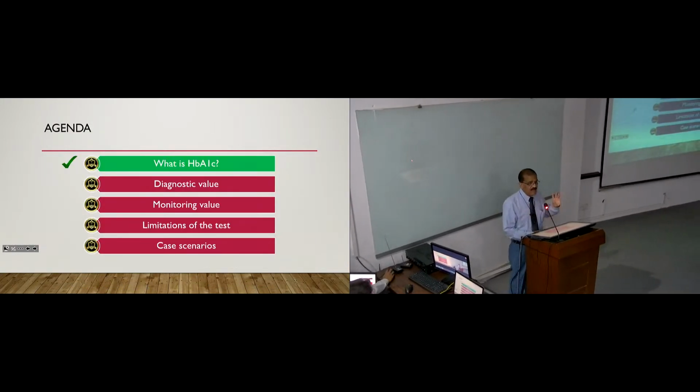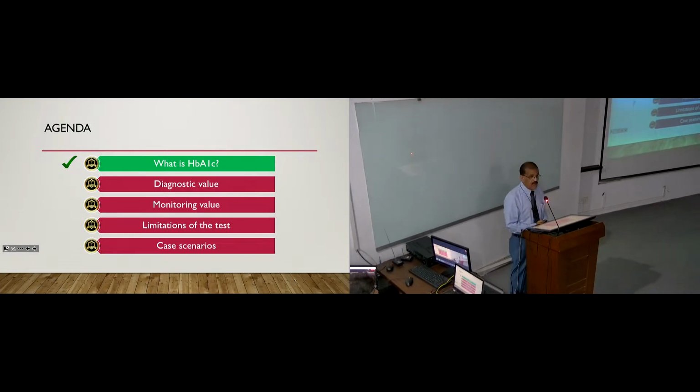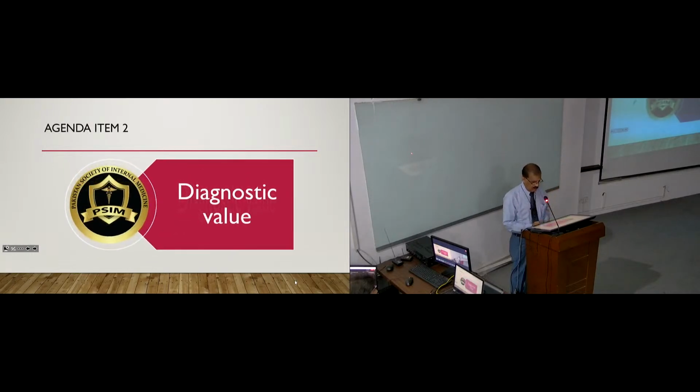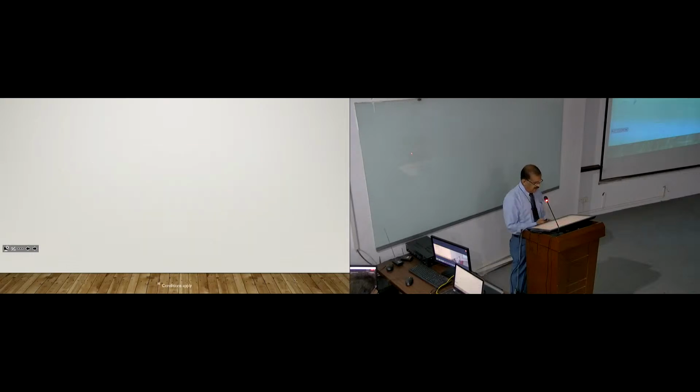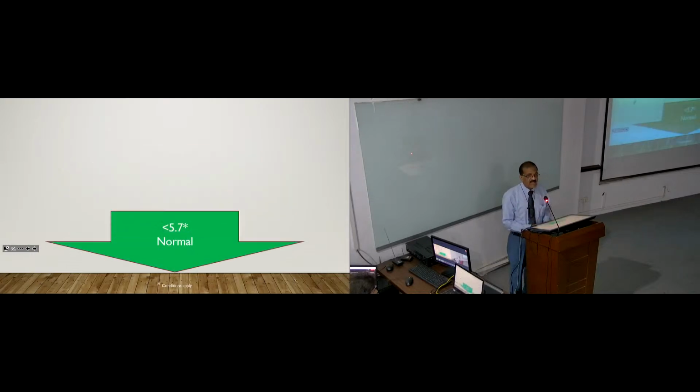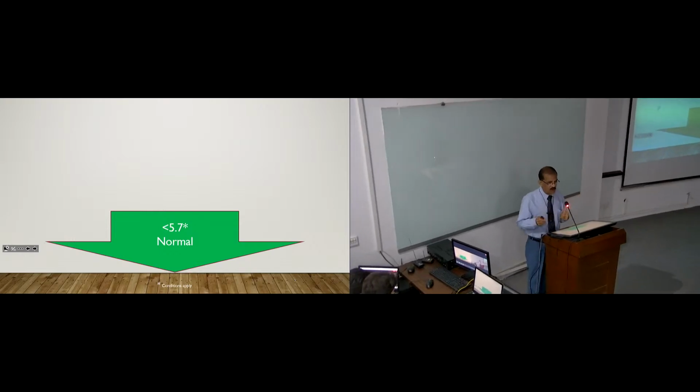So we're done with, very briefly, what is hemoglobin A1c and its diagnostic value. You may be surprised, till 2010 it was not used for the purpose of diagnosis. It was only used for monitoring how bad or good glycemic control is. So only in 2010 it was introduced as a diagnostic value. For example, if your HbA1c is less than 5.7, excluding 5.7, you are normal from a glucose point of view.